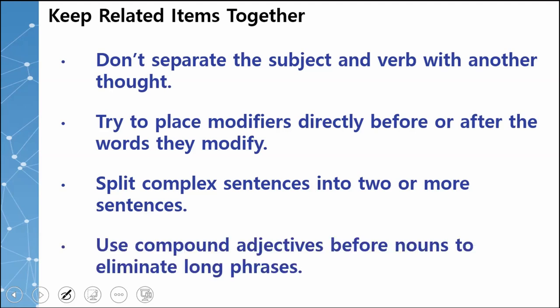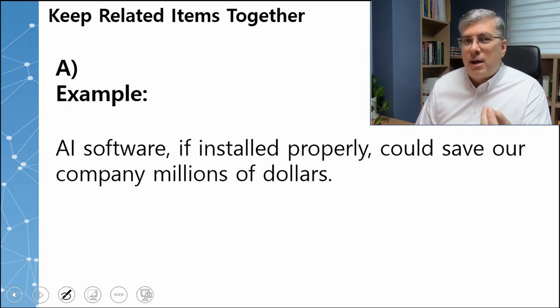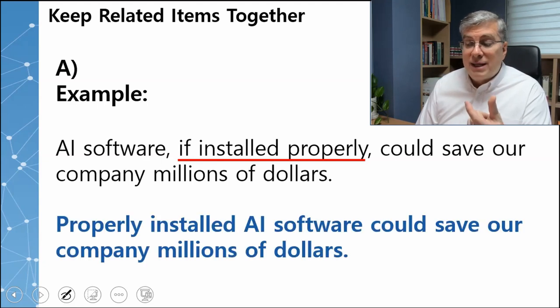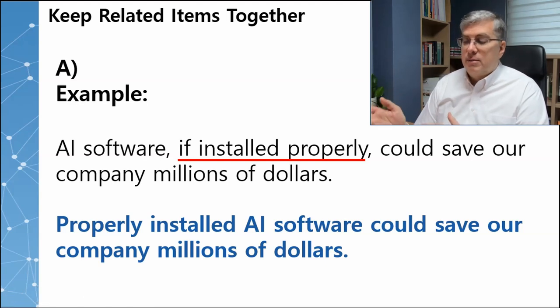And finally, use compound adjectives before nouns to eliminate long phrases. In the two examples following this, we'll see an example of that. The first example is A. AI software, if installed properly, could save our company millions of dollars. How can we use a compound adjective to make that more efficient? Well, we could take installed properly and make a compound adjective out of that. How do we do it? Properly installed AI software. Properly installed is a compound adjective. Properly installed AI software could save our company millions of dollars.